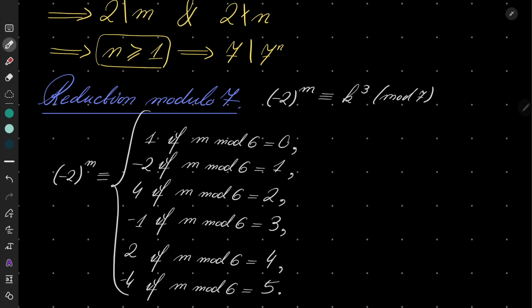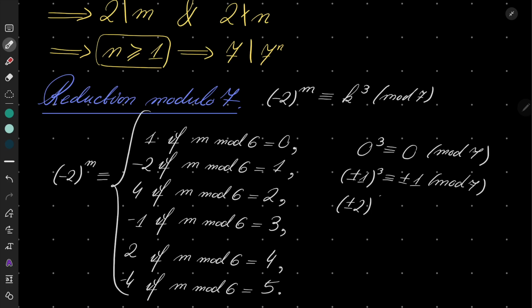Okay, and on the right hand side, let's take a note that 0 cubed is congruent to 0 modulo 7, obviously. Plus or -1 cubed is congruent to plus or -1. Plus or -2, here's the crucial part. 2 cubed is 8. 8 is again congruent to 1. And plus or -3 cubed is 27, and 27 is congruent to -1. So here we have plus or -1 modulo 7.